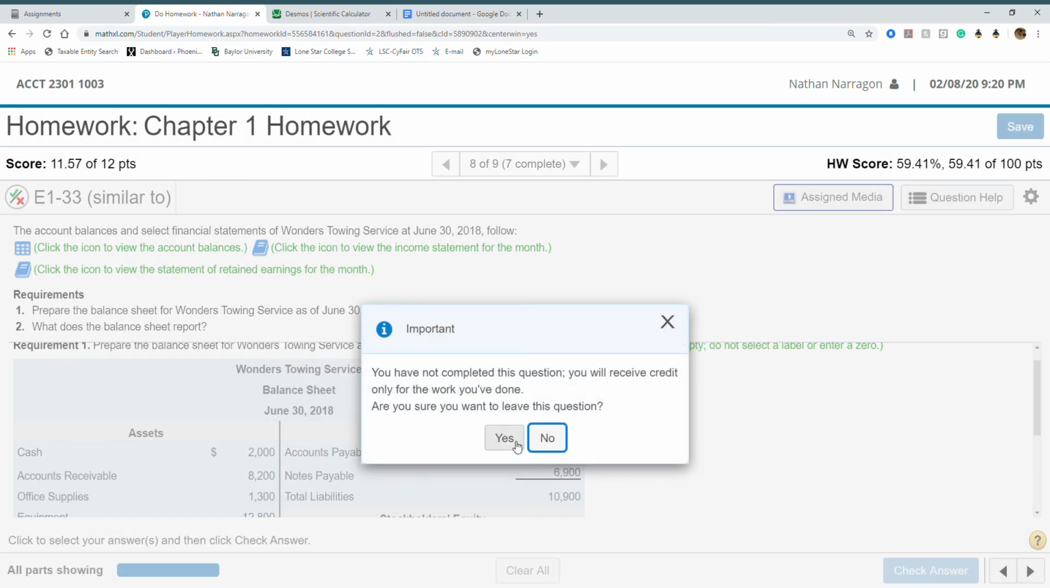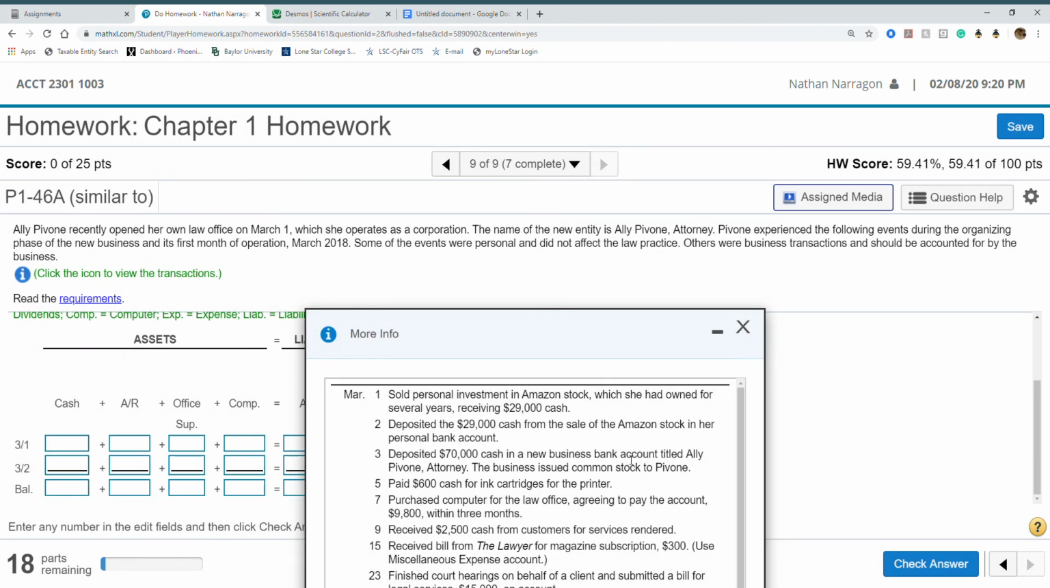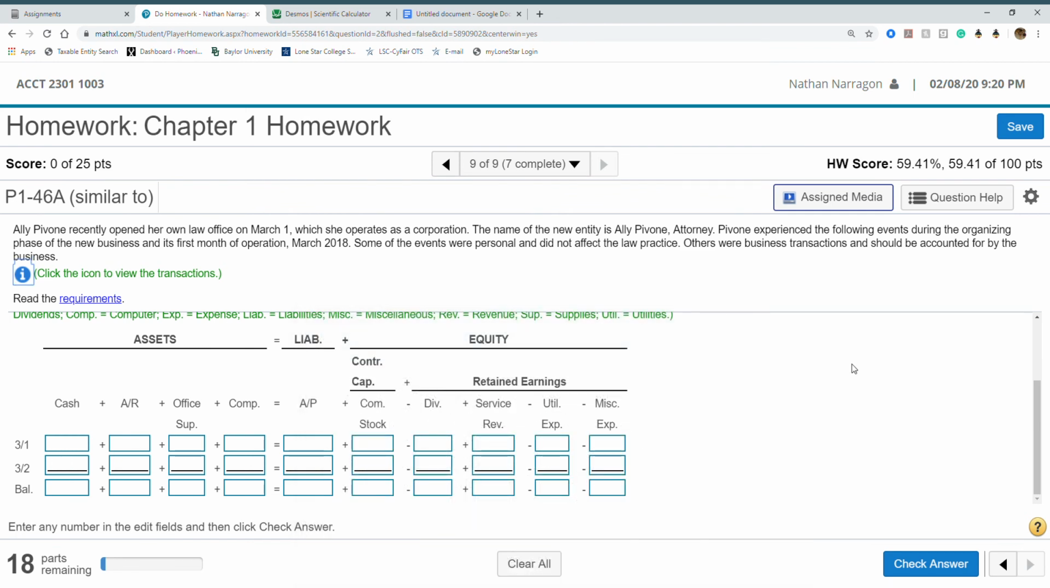So let's see what the last one is. Okay, so Ali Pavone recently opened her own law and so forth and so on. Okay, so all this is analyzing the transactions again. But this one's actually an overview of all the items. Nah, okay, it's 18 parts. It looks like it's just doing the transactions. So since we already went over transactions, and if this does provide financial statements, which, let's see.